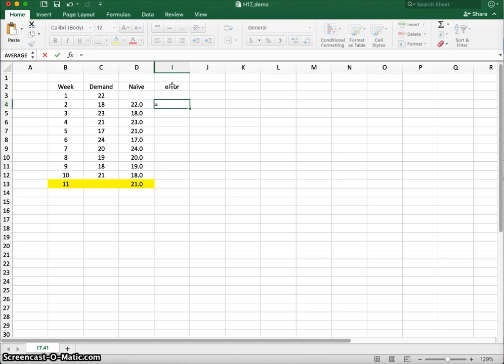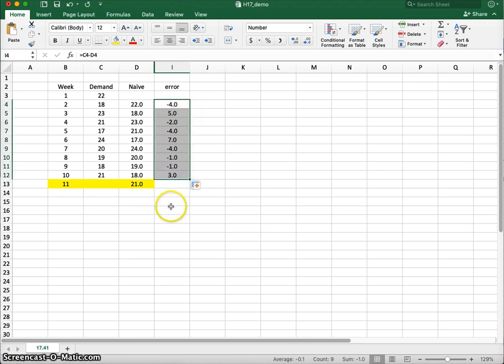So here was my actual, and then here was what I forecast. And so here my error was -4, so the demand was 4 less than I forecast. And I can just copy that down all the way. Like I said, those are my errors. So here I was 4 low, here I was 5 high, 2 low, 4 low, 7 high, etc.